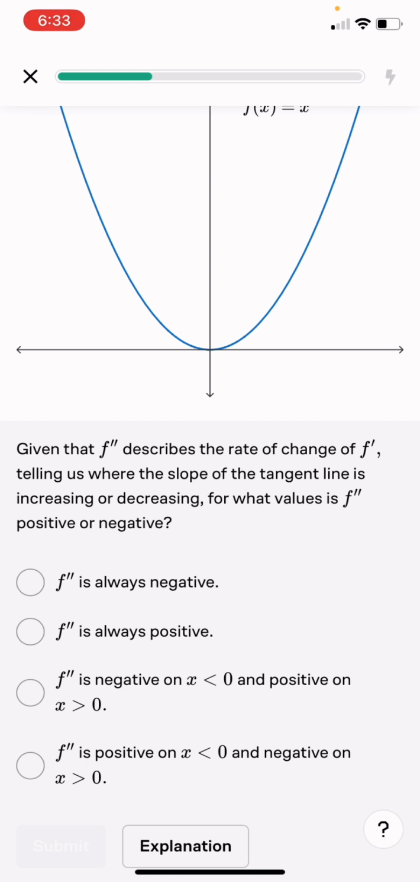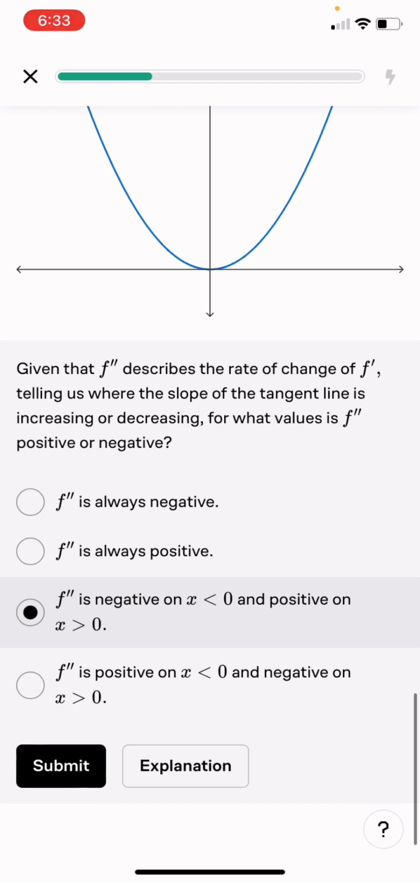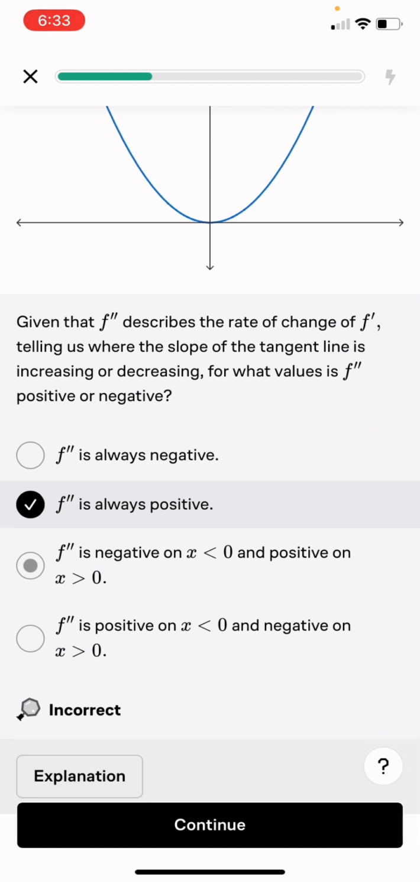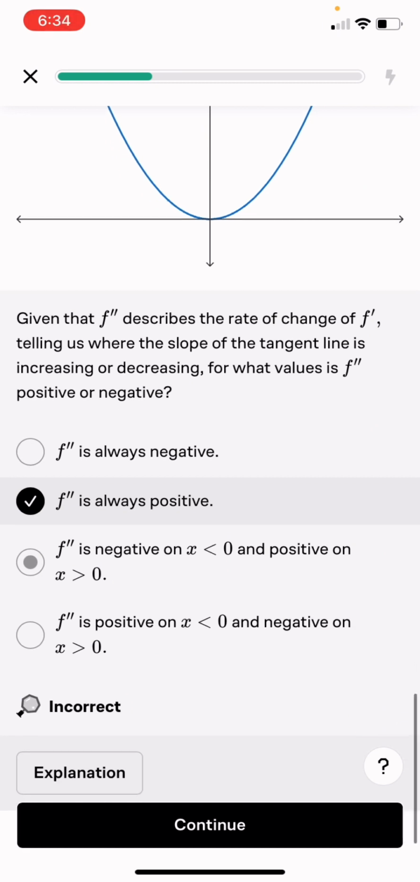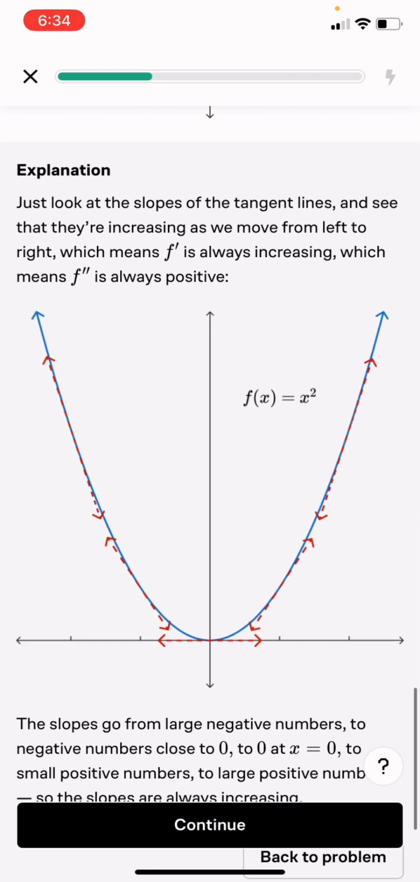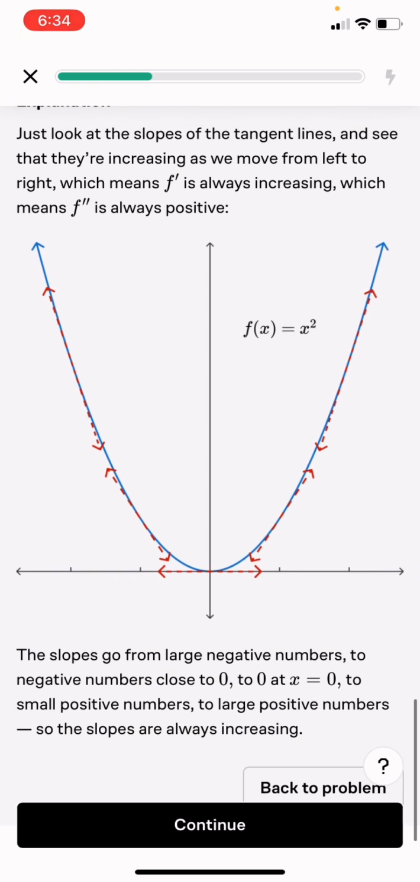So I believe it would be relative. It would probably be the same. f prime prime is negative when x is less, positive when x is more. Oh, f prime prime is always positive? Here, I guess maybe because it's the increased change, either backwards or forwards.